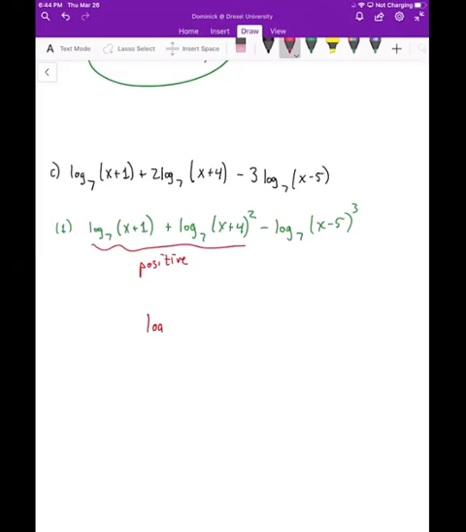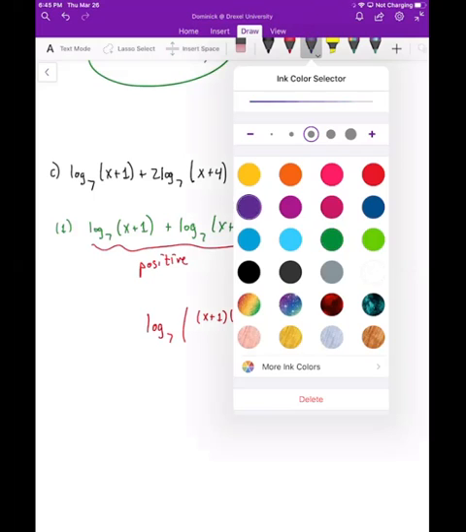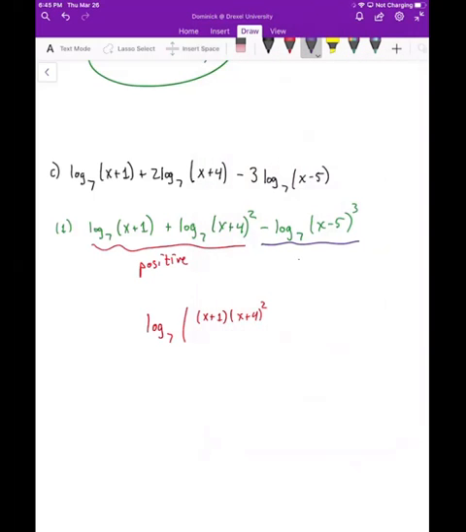So I have log base 7. Now on the top, we are going to multiply (x plus 1) times (x plus 4) squared. And since this is negative, this will go in the bottom. So we'll have an (x minus 5) to the 3rd in the bottom. All right, so there's our final answer there.